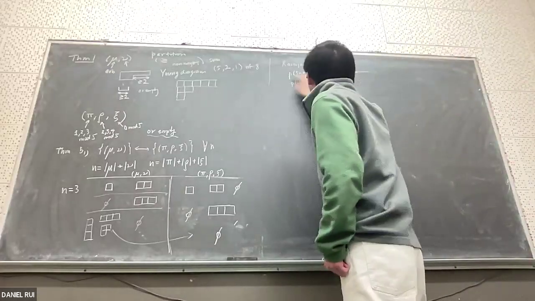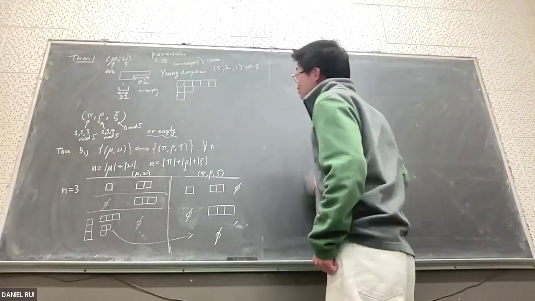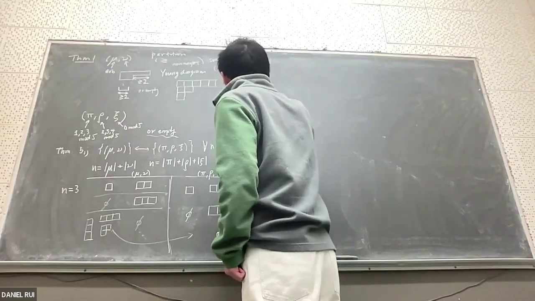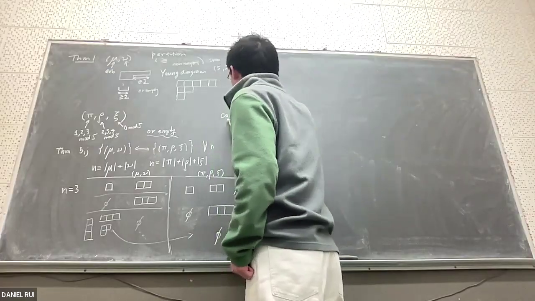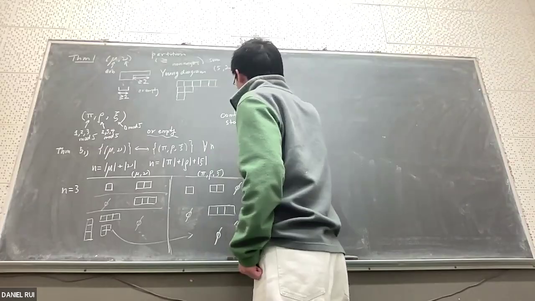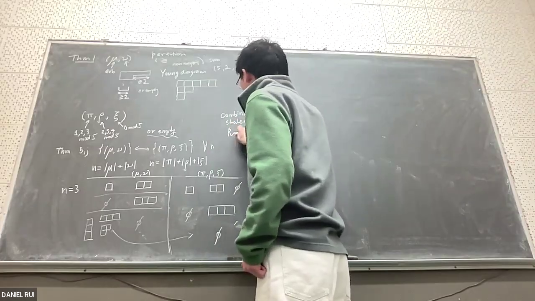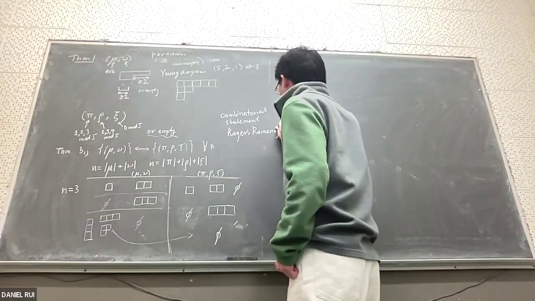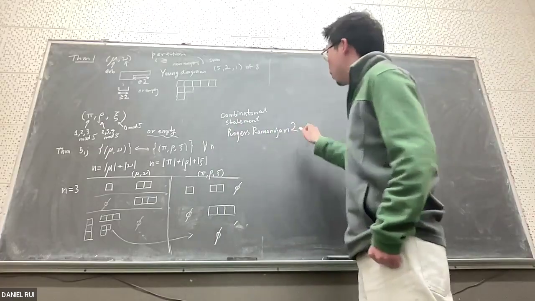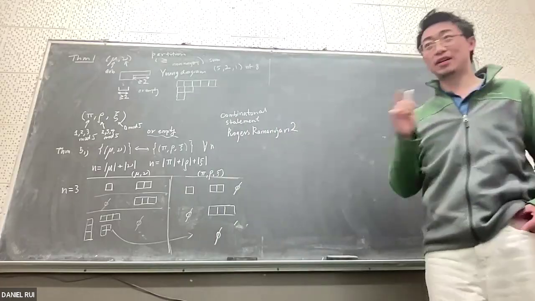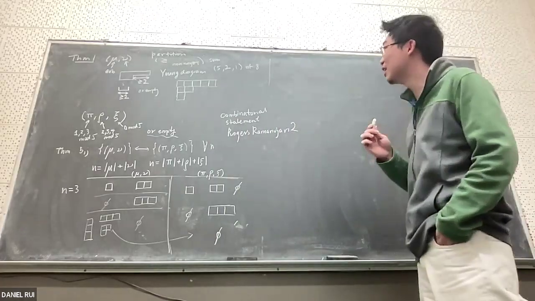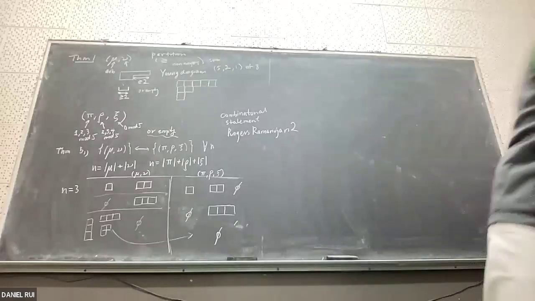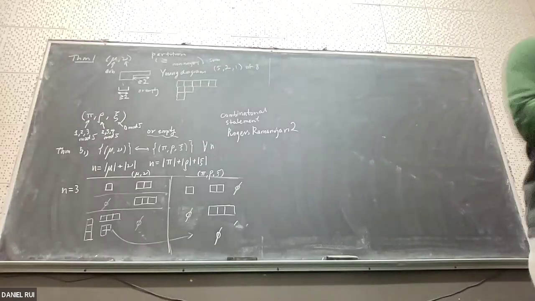Anyways, let us return to this bijection. This is a combinatorial statement of what's called the Rogers-Ramanujan identities. In particular, the second of the Rogers-Ramanujan identities. Okay, let's get down to work.